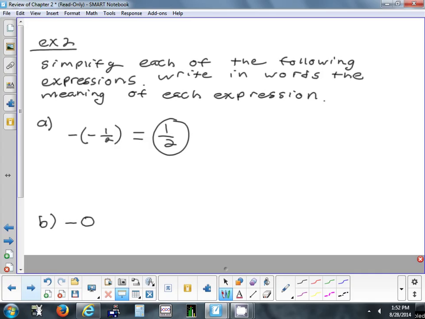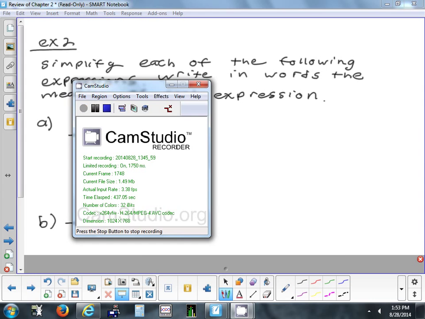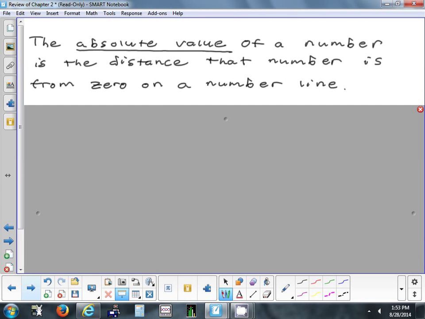How about that one? What's the opposite of 0? 0. If you take the opposite of 0, it's 0. 0 is the only number that's its own opposite. It doesn't change. Negative 0 is the same as 0. Any question on that?